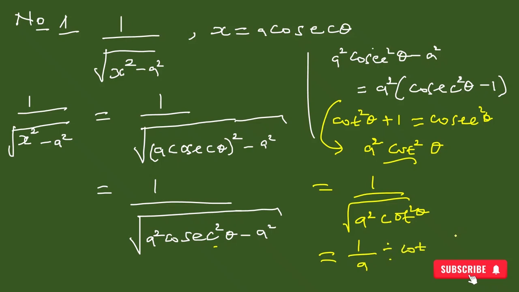But you know cot is the same as 1 over tan. So this will be 1 over a times 1 over tan theta. If we change this to multiplication, we get the inverse, which is times tan theta. So our answer is 1 over a tan theta. This is how simple we can make that. Let's look at another one.